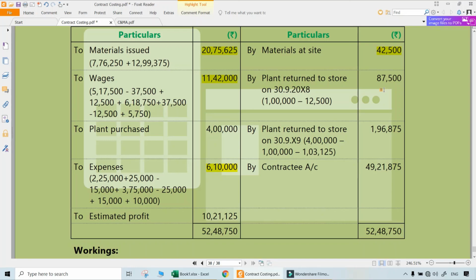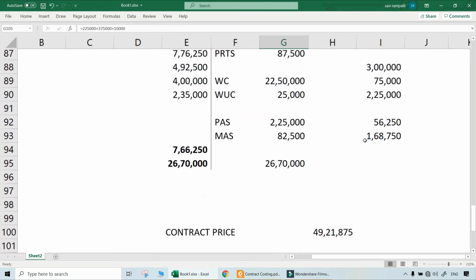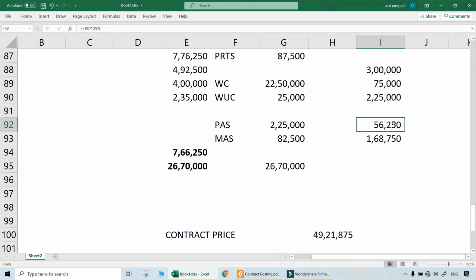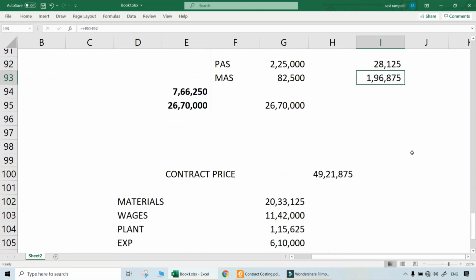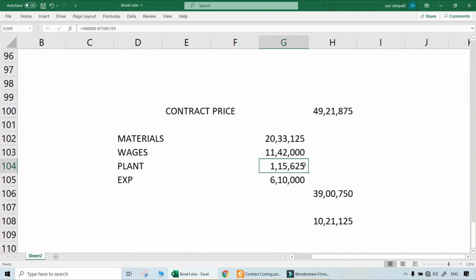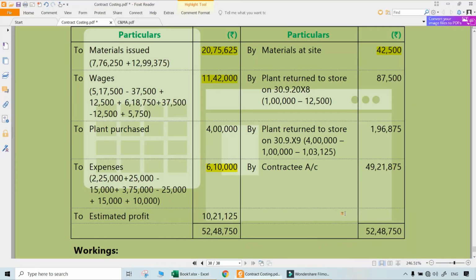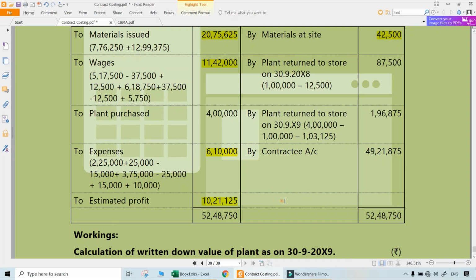Oh, yeah. I think that is where we made a mistake. Depreciation here for 6 months only should be provided. We provided for the full year. That is wrong. That is a mistake. So here, 2,25,000 into 25% for only 6 months we have to provide. So 6 months means divided by 2, or into 50%. Yes. 1,96,875 only should be the plant value at the end of the period, which means profit will also change to 10,21,125. Yes, that is correct.